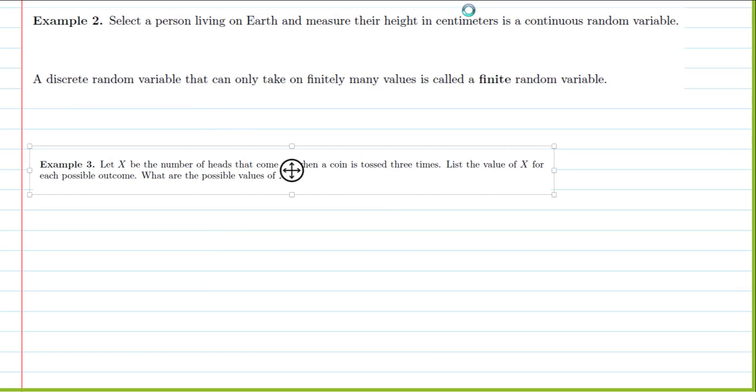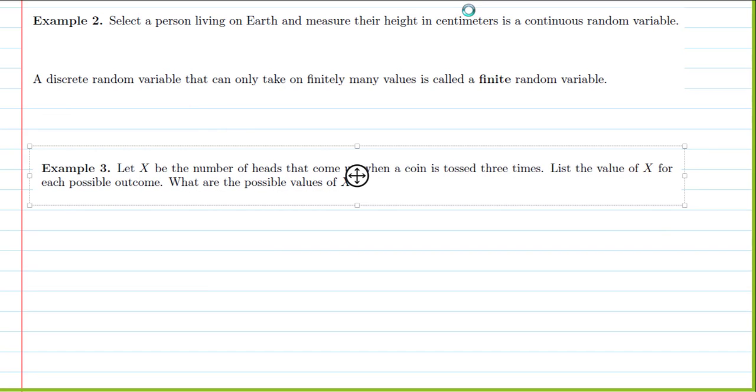So let's go ahead and take a look at this example. Let x be the number of heads that come up when a coin is tossed 3 times. List the value of x for each possible outcome, and what are the possible values of x? Okay, so our experiment is we're going to toss a coin 3 times. We're defining the value of our random variable to be the number of heads in that sequence of 3 things.